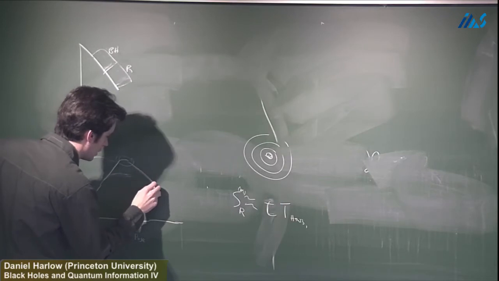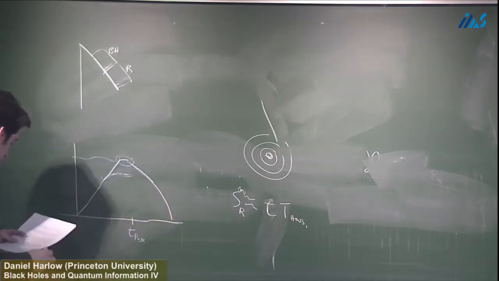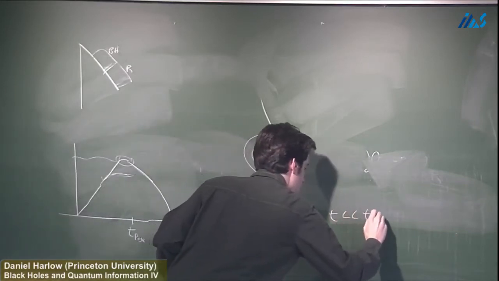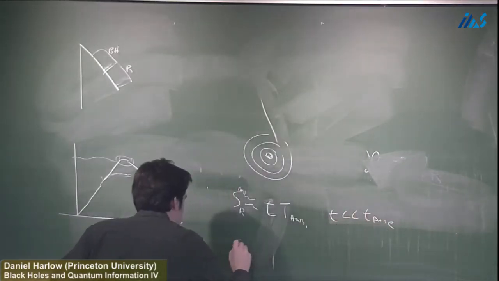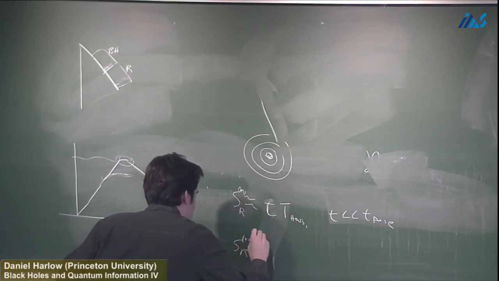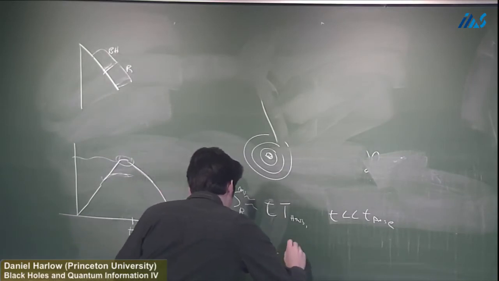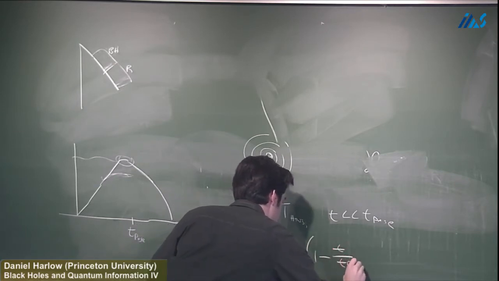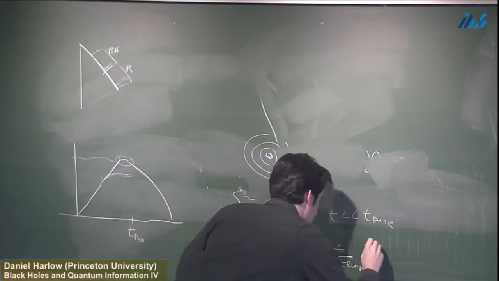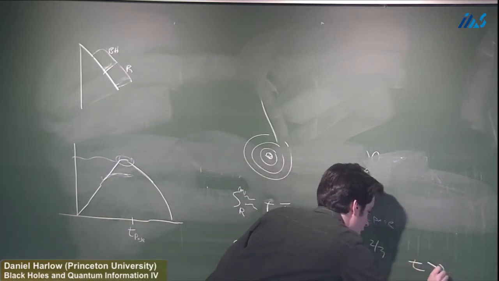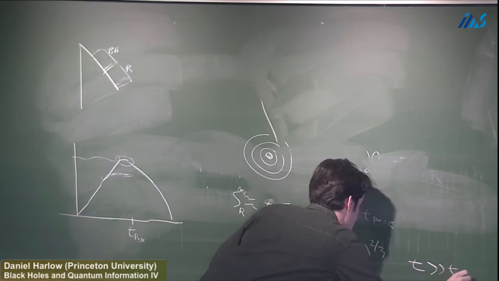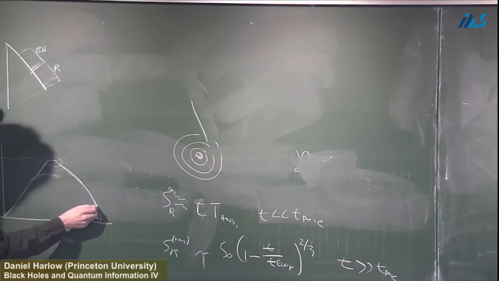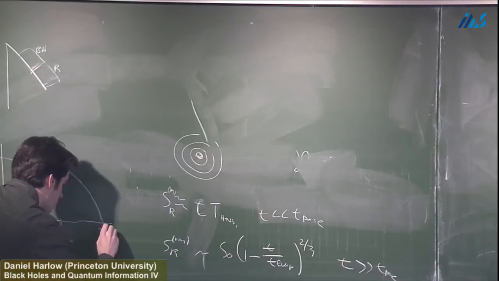which means that this comes down again. And this time it's not actually linear. There's some power, which you can work out. So this is for t less than t Page. And then SR, renormalized, goes like S naught times (1 minus t over t evaporation) to the 2/3 for t greater than t Page. So there's some funny power here, so that it vanishes sort of non-analytically at t evaporation.